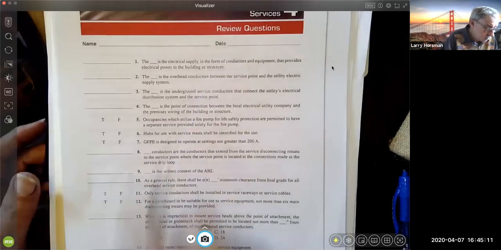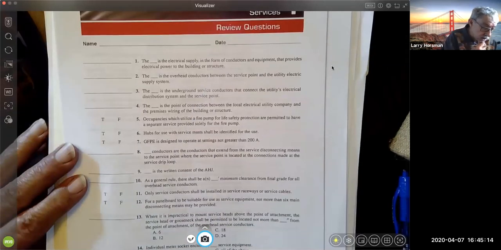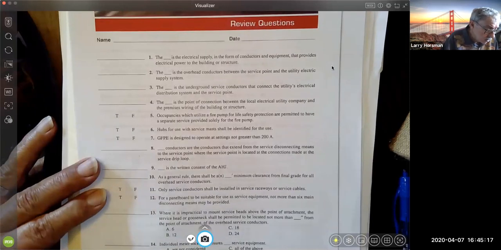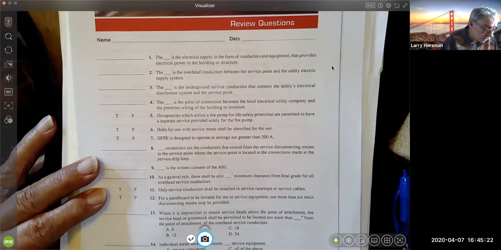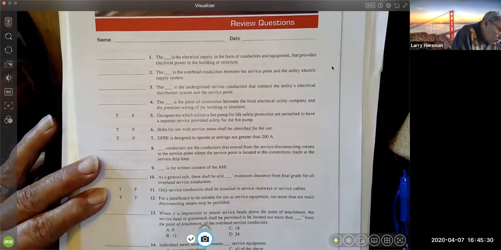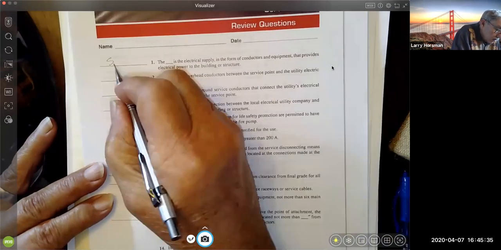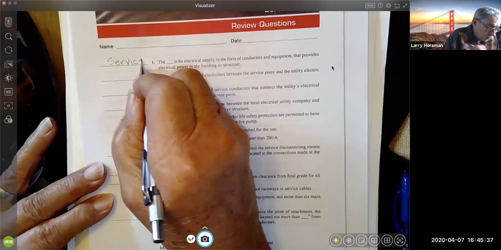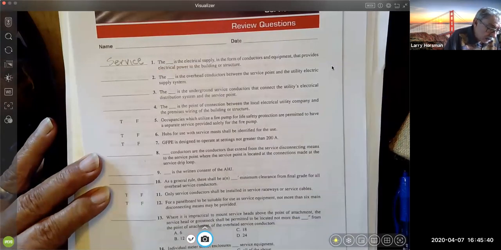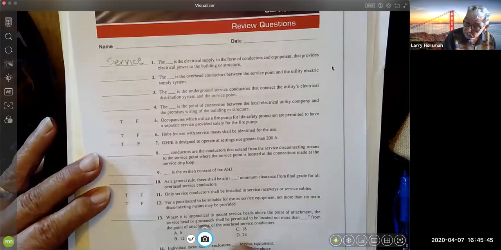Question 1. So this is on services. What is the electrical supply in the form of conductors and equipment that provides electric power to the building or structure? And that is the service. Okay. What is the overhead conductors between the service point and the utility electric supply system? That's the service drop.